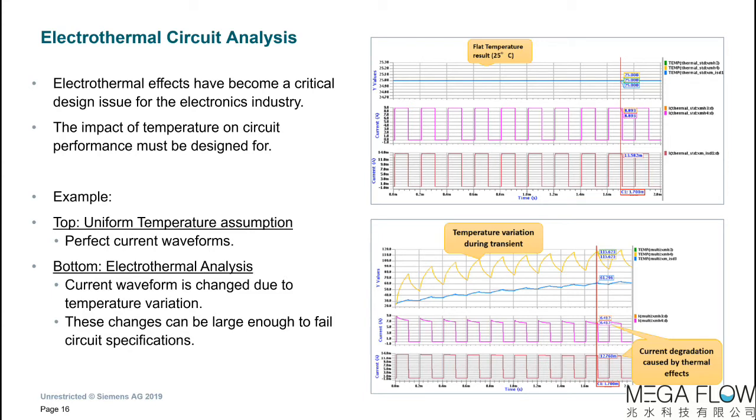So what we see on the right is a comparison. On top is a uniform temperature assumption in a circuit simulation tool. With uniform temperature, we have a perfect current waveform, so no degradation, sharp corners in the waveform, for example. However, when we begin to introduce temperature variation to the circuit simulation, a lot of interesting things happen. So this has the same example with temperature variation. The current waveforms look a lot different, with a different amplitude and a non-constant signal. These changes can be important enough to cause undesirable behavior in the circuitry, and it can be enough deviation to cause the circuit to fail to meet spec.